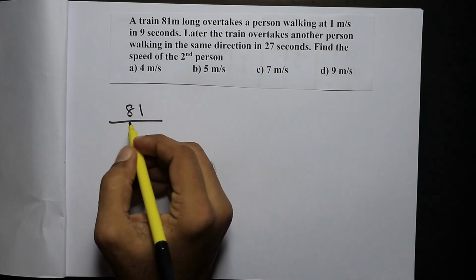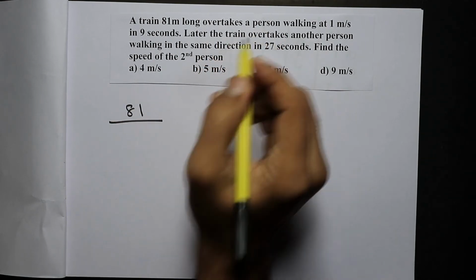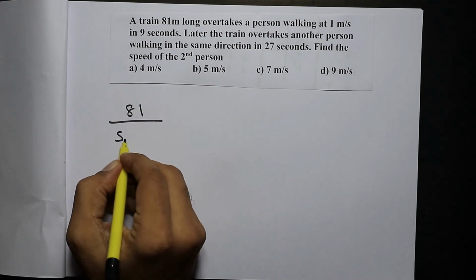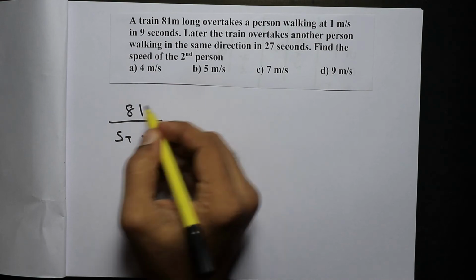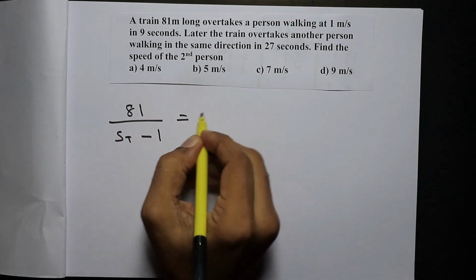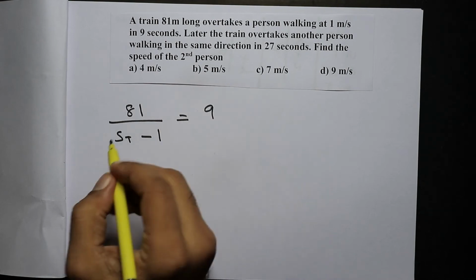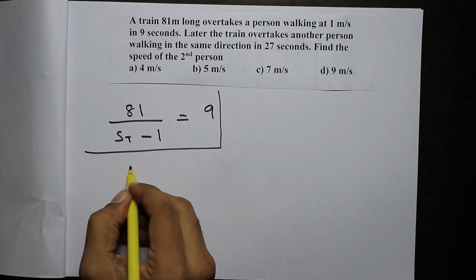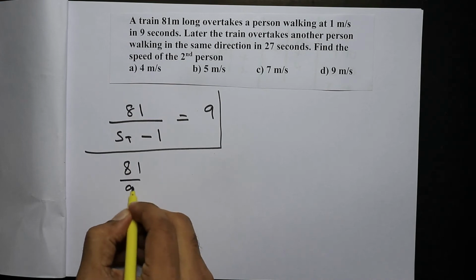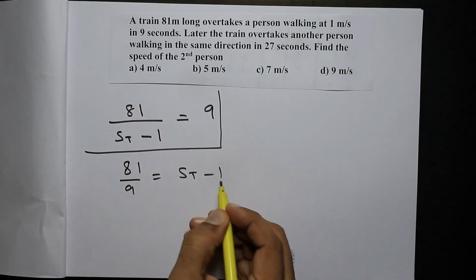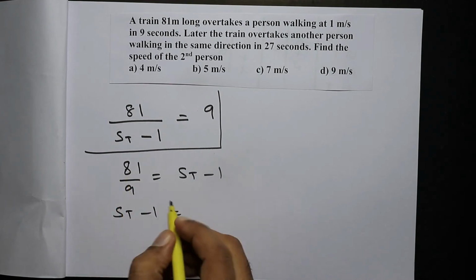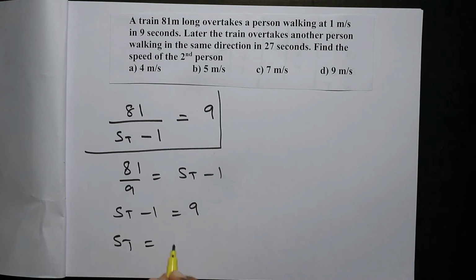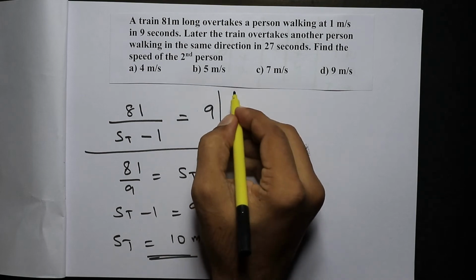When they are moving in the same direction, relative velocity will be the difference of their speeds. That is speed of the train minus speed of that person, that is 1. Distance by speed gives you time, and that time is 9 seconds. So let us solve this. 81 by 9 is equal to speed of the train minus 1. Speed of the train minus 1 is equal to 9, or speed of the train is 9 plus 1, 10 meters per second. That is the speed of the train.